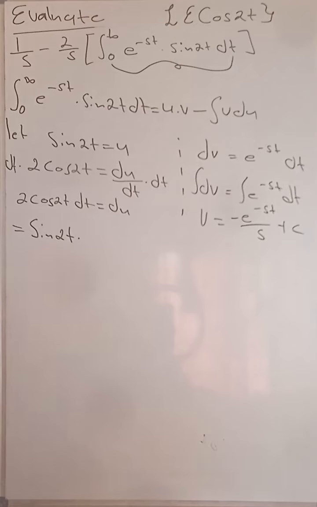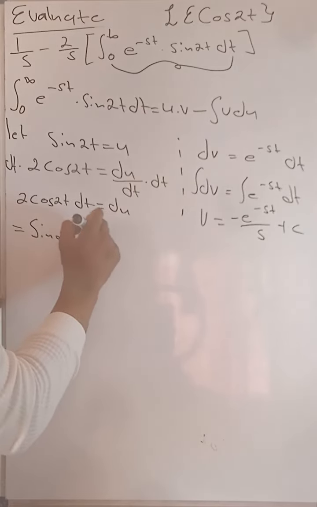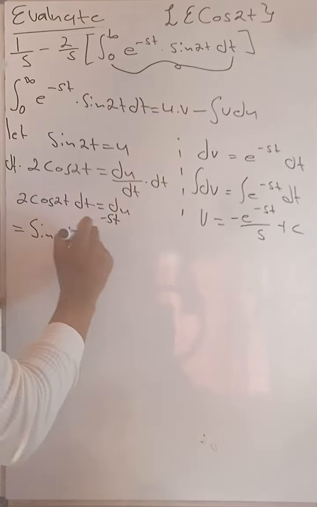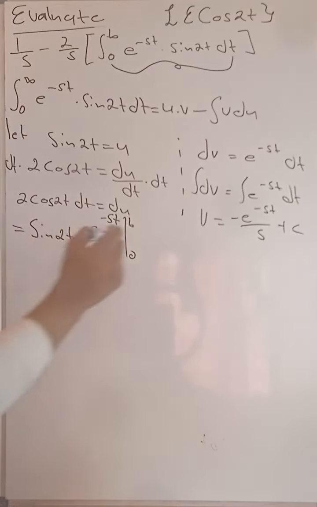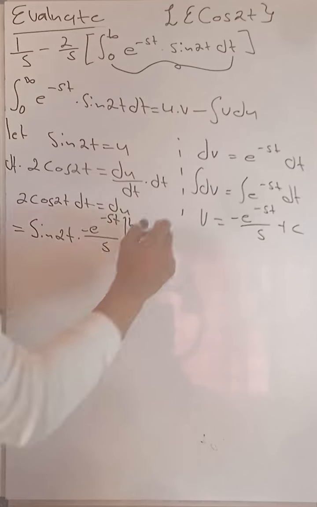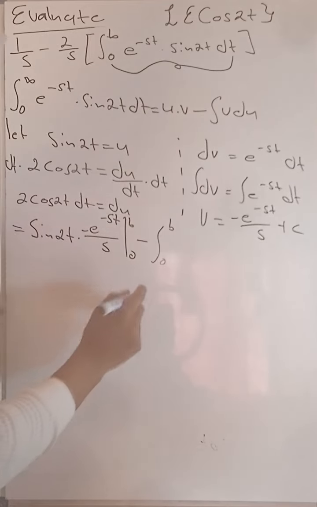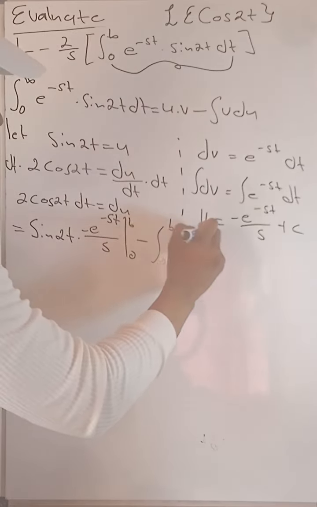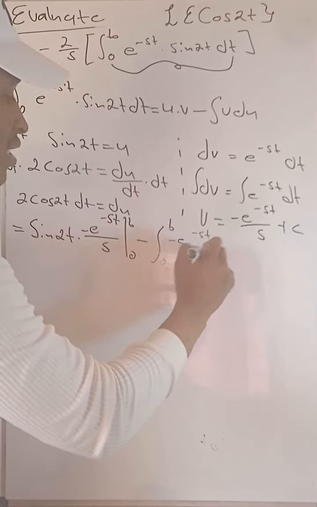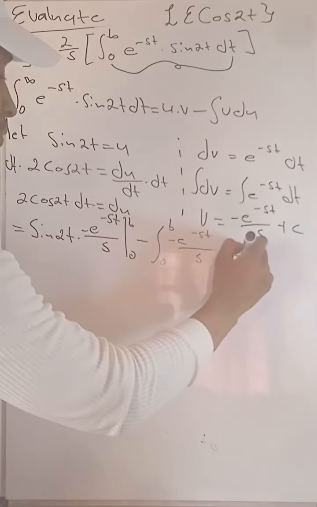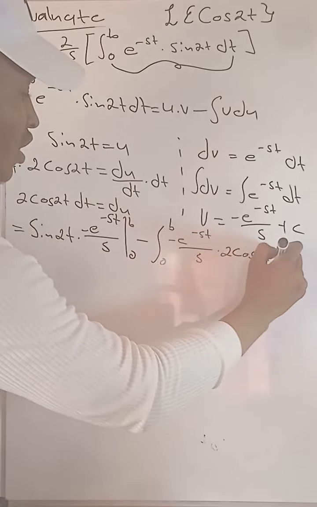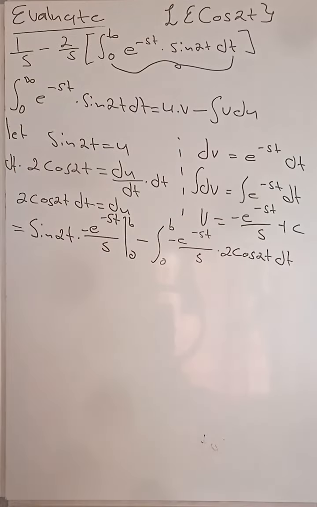multiplied by v, which is -e^(-st)/s, and it has a limit of 0 all the way to b, minus this integral, which starts from 0 all the way to b. But my v is -e^(-st)/s multiplied by what? Multiplied by du. But my du is what? 2 cos 2t dt. That's what I'm having for my du.